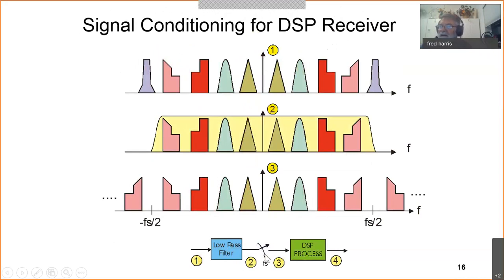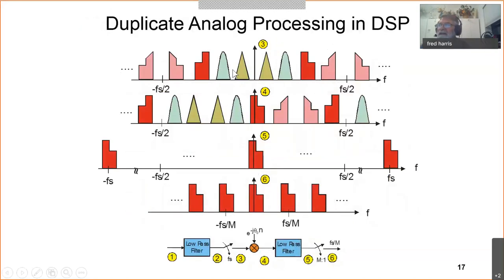Then we sample at a rate which is wider than the two-sided spectrum. And when we do that, we now have this spectrum periodically replicated at all multiples of the sample rate. All multiples of the sample rate, right? Let's remember that. Now we do DSP-based processing. So we deliver this signal spectrum to our DSP-based system. And we're going to do something we shouldn't do. We're going to copy the analog prototype.